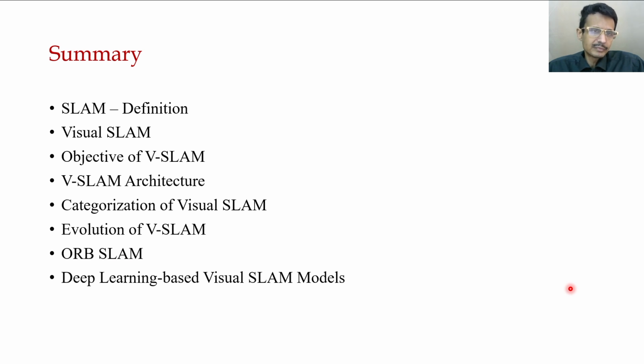So in summary, we defined the SLAM, simultaneous localization and mapping problem. Then we understood what visual SLAM is and what the objective of visual SLAM is. Then the visual SLAM architecture and the categorization of visual SLAM. Then we understood the evolution of visual SLAM, what we mean by ORB-SLAM, and finally concluded by discussing the deep learning based visual SLAM models.